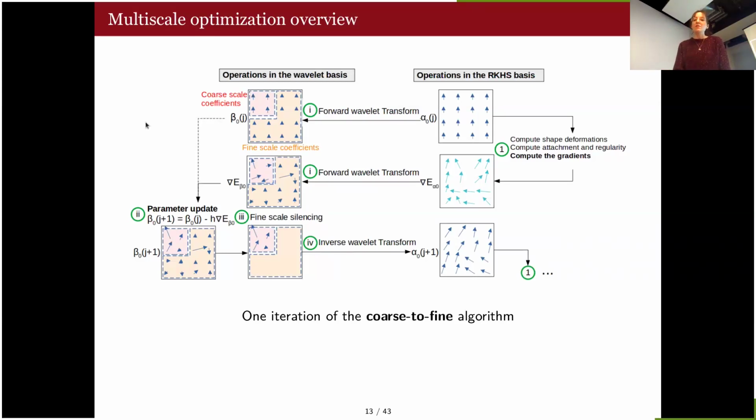And in the end, when we reach the finest possible scale, we stop silencing our fine scale coefficients, and we actually go back to the original algorithm, in the sense that we don't need to use the wavelet basis anymore. And so in theory, we could achieve the same results as the original algorithm, but as we will see in the following, this is not the case, and what you see here is actually just an optimization trick to trap the algorithm in more optimal deformations.